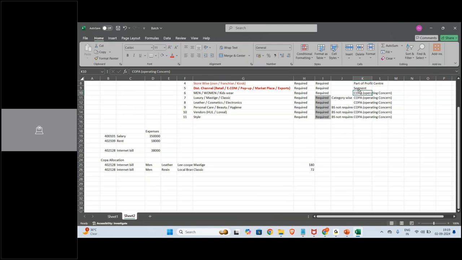So many people say the controlling area is assigned to the operating concern. All of these are okay, fair enough. But the real aspect is that the operating concern will be able to give you profit across marketing dimensions, right?